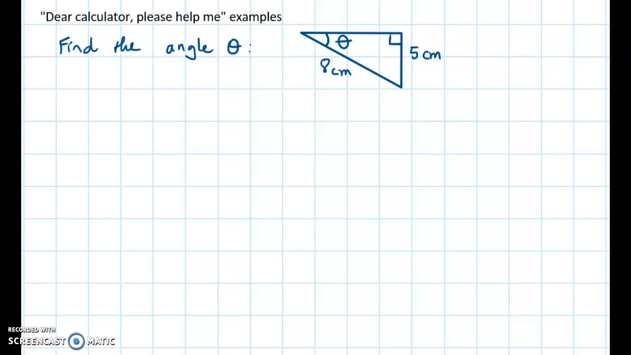Hello, in this video we are going to see two examples of how we can use trigonometric ratios and the help of our calculator to find angles. We are going to begin with this right angle triangle I sketched over here where we have one angle theta which we want to find, and then we have the hypotenuse is 8 centimeters and one of the legs is 5 centimeters. And notice that the leg that is 5 centimeters is actually opposite to theta.